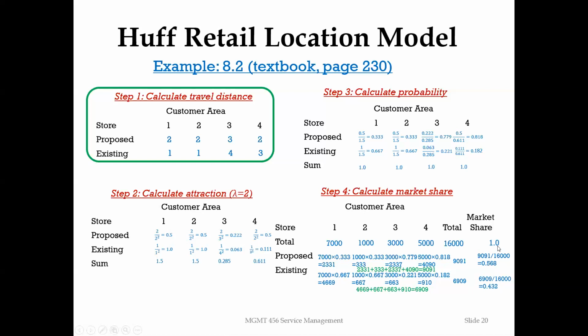So before building, without the proposed store, the existing store will capture 100% market share. But if you add a proposed new store, then the market share will be split between the 2 stores, and the proposed store will capture about 56.8%. The existing store will only capture 43.2%. So this is about half of the retail location model.